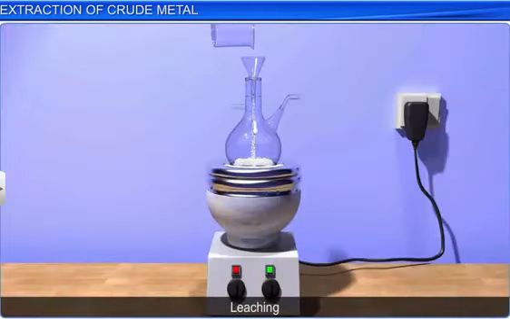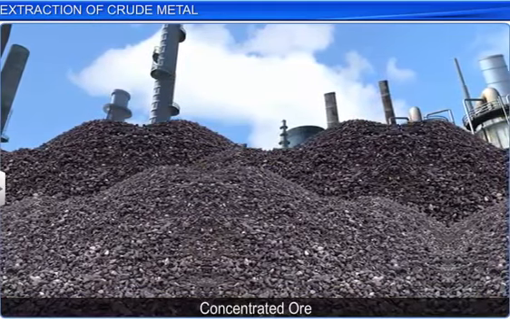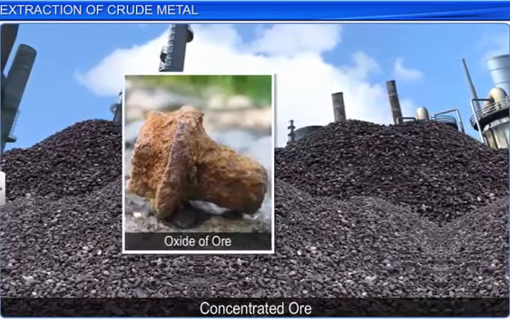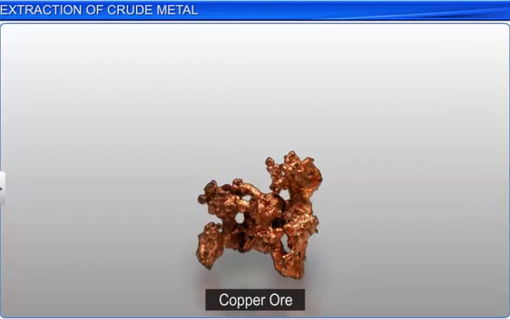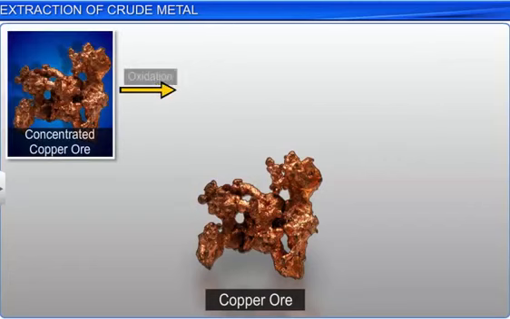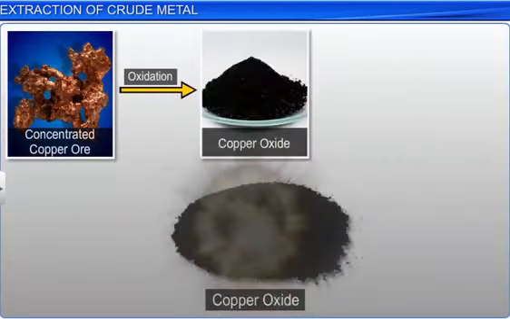Now, let's see how crude metal can be extracted from its concentrated ore. The concentrated ore must be converted into an oxide, which is more suitable for reduction. For example, if we want to obtain crude copper from concentrated copper ore, we should first convert the concentrated copper ore into copper oxide and then reduce copper oxide to obtain crude copper.